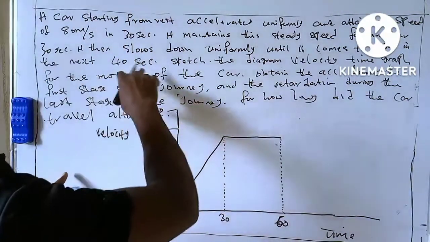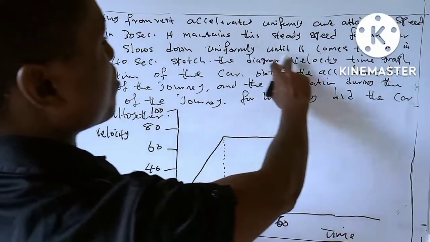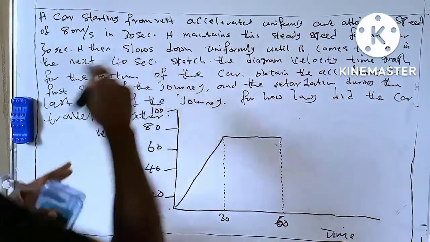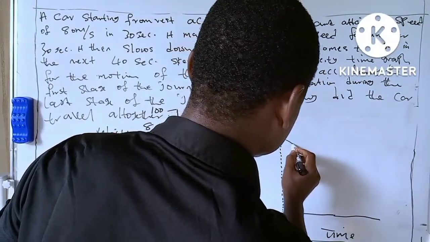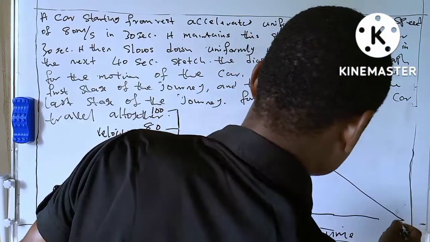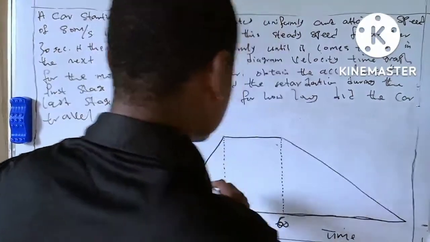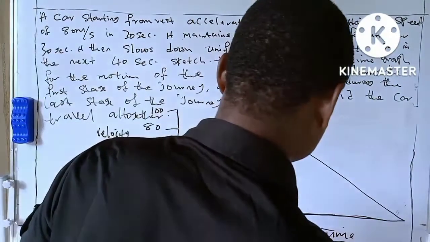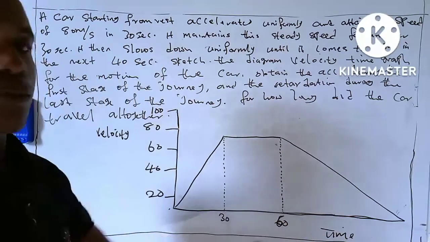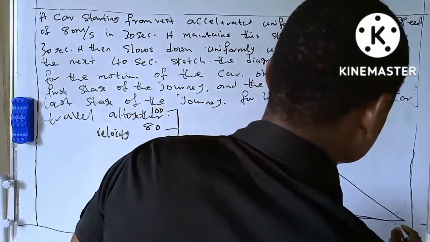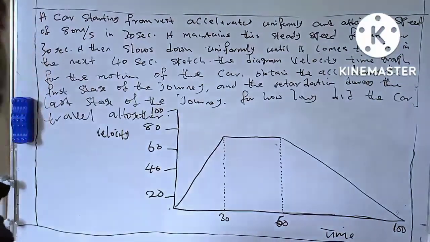So in the next 30 seconds, it then slows down uniformly until it comes to rest in the next 40 seconds. Pardon me, I don't know how to draw. So here is 30, here is 60. So 60 plus this 40 is what? Is 100. Here is 100. Are you getting it?